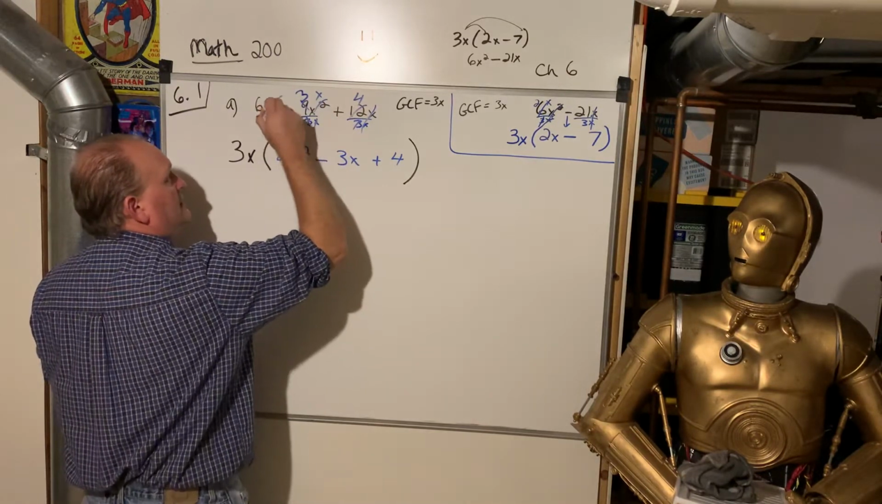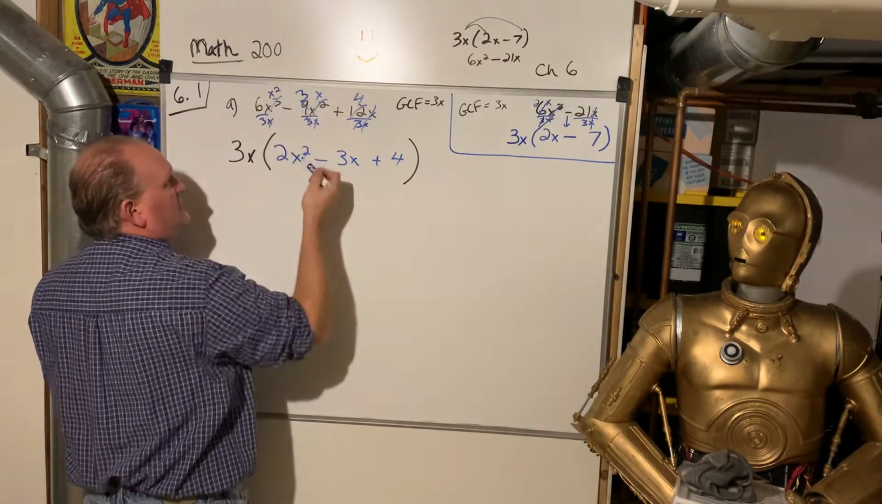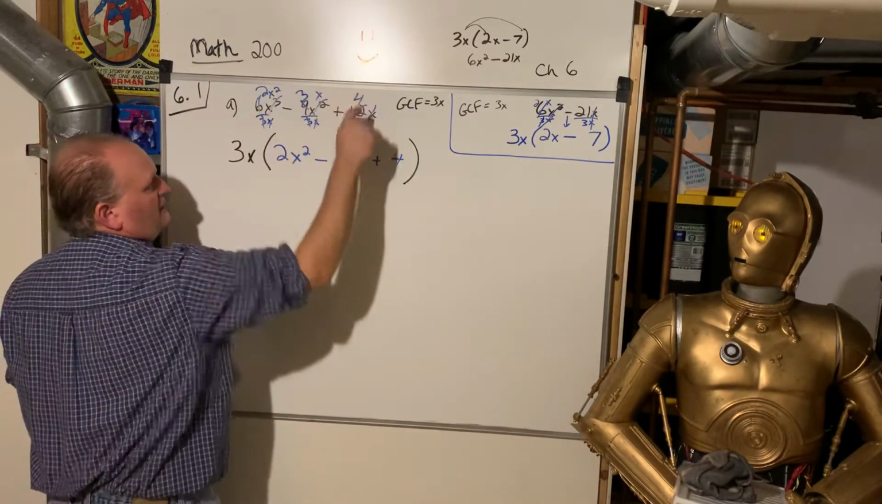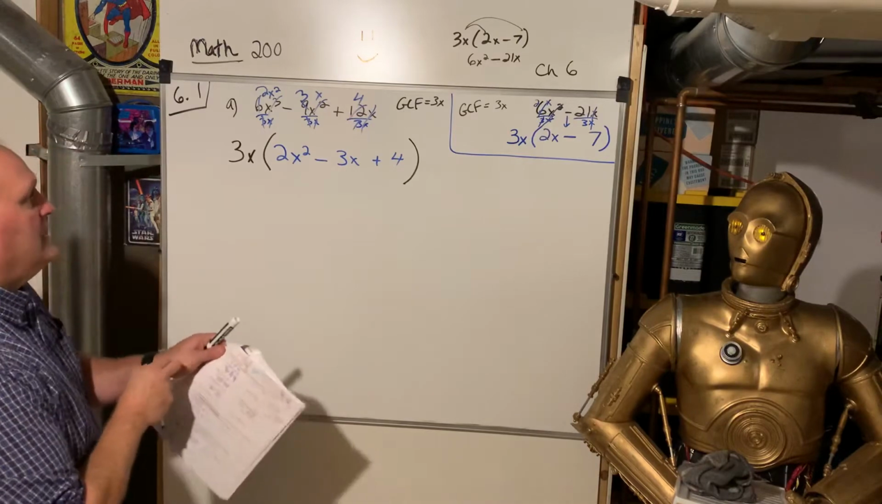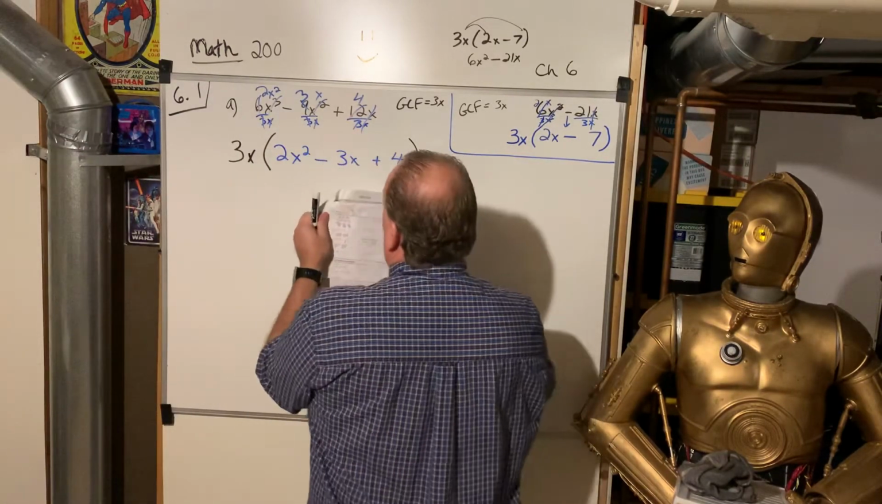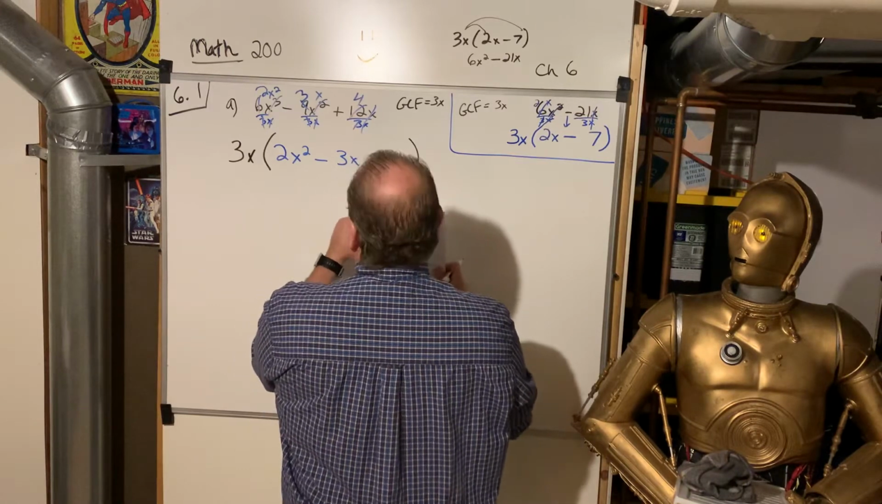That kills one of the x's, so it's x squared and 2. So 2x squared, 3x, and 4. If you weren't sure how we got that GCF, I'll do one more with the GCF. But you'll eventually just get the hang of finding the GCF there.